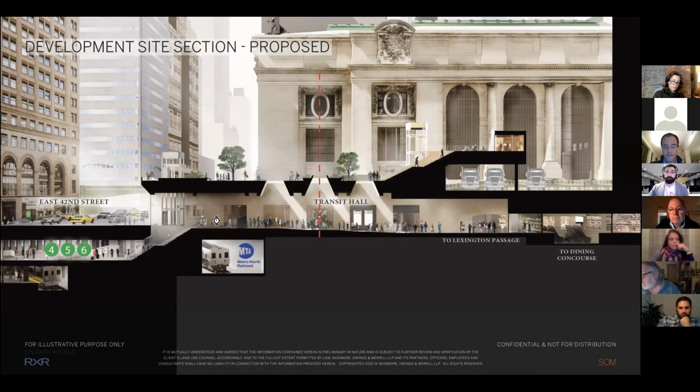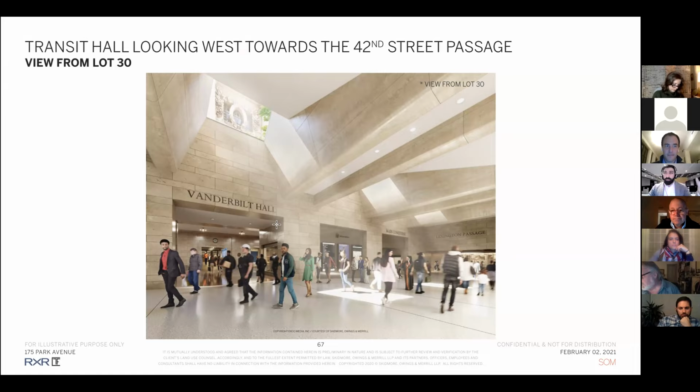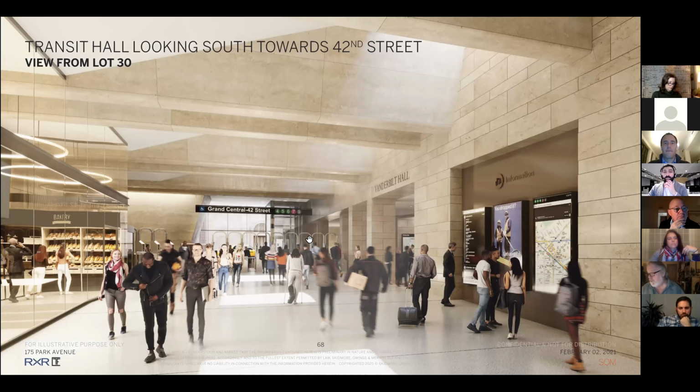So this is that view. Again, here we're within Lot 30. We're not within the landmark. We're not within Grand Central itself, but we're looking at Grand Central beyond. So you're seeing the access into Vanderbilt Hall beyond. You can see how we've strategically placed these skylights and these openings in order to create these meaningful alignments. And we can return to these images as needed.